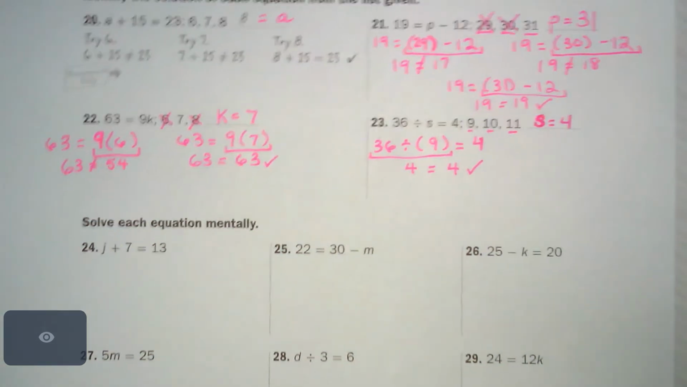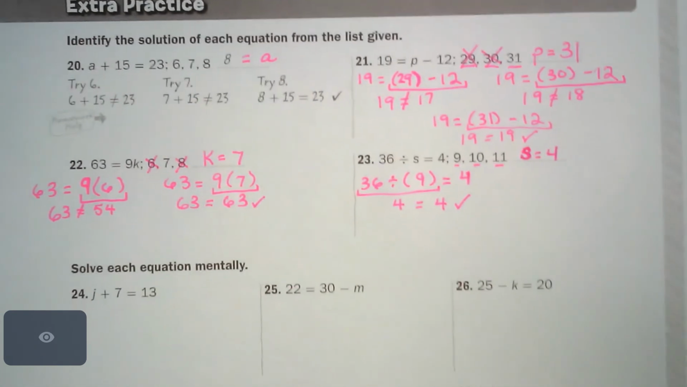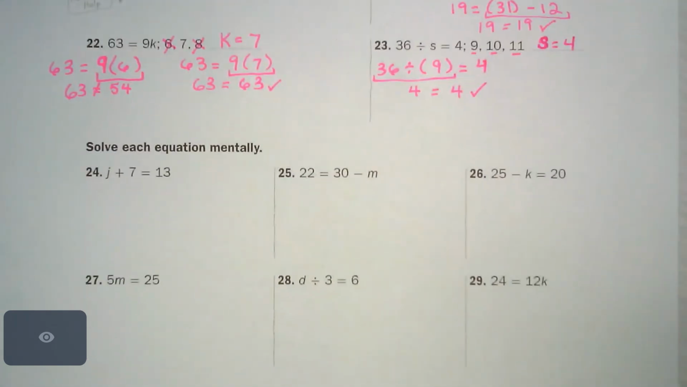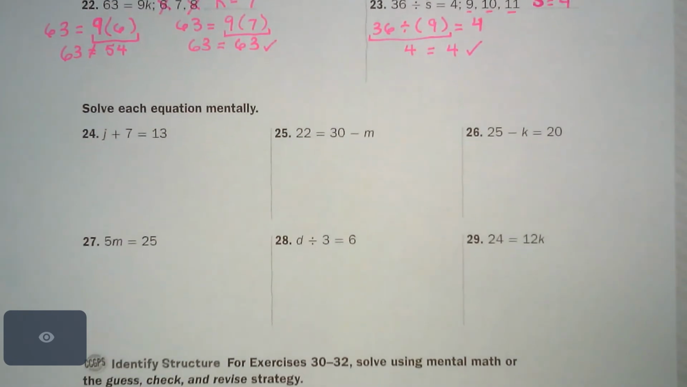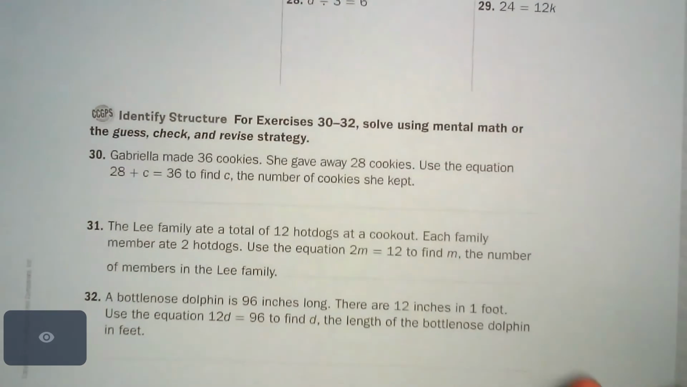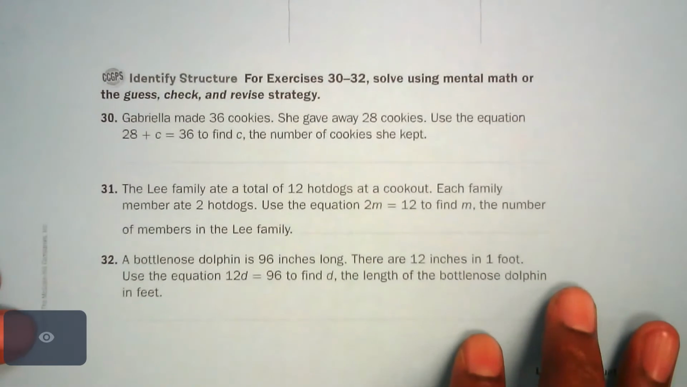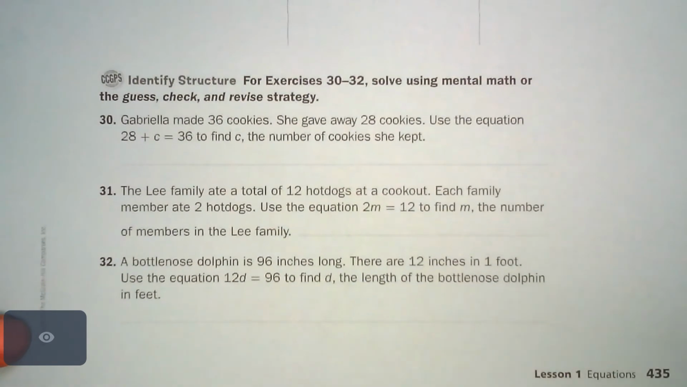All right, guys. So hopefully this has been helpful and you will continue. You can look down here and see these equations, these mental math problems. These should be pretty simple for you. But let's go ahead and look at number 30. All right, these are some word problems, okay?